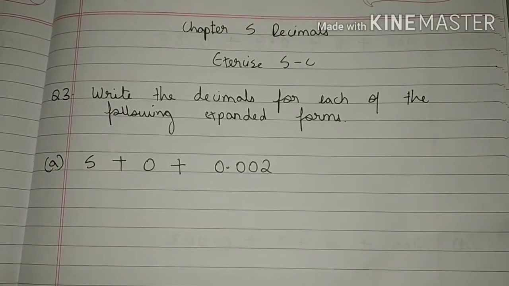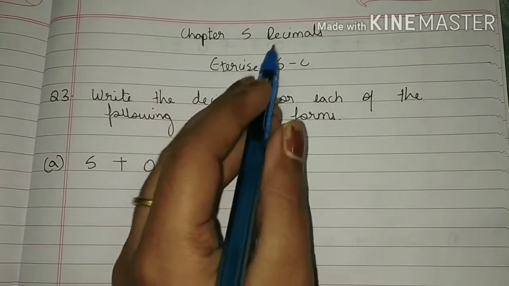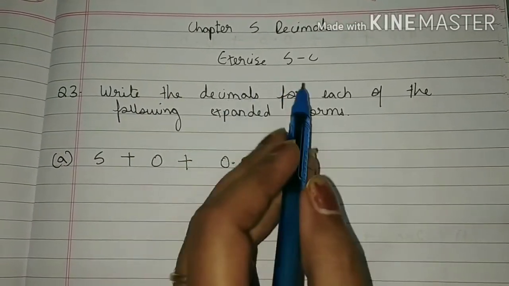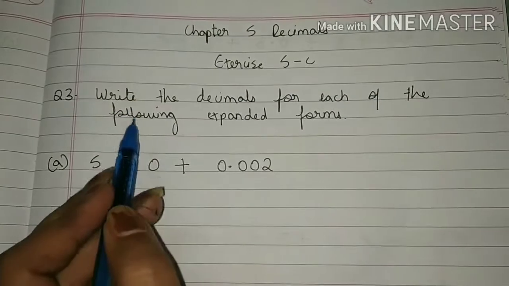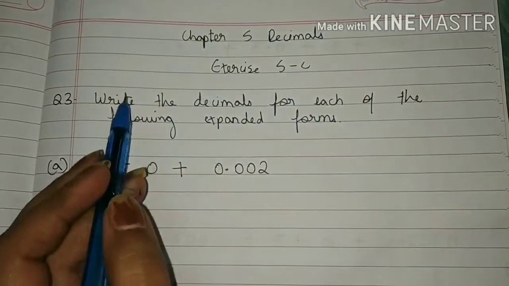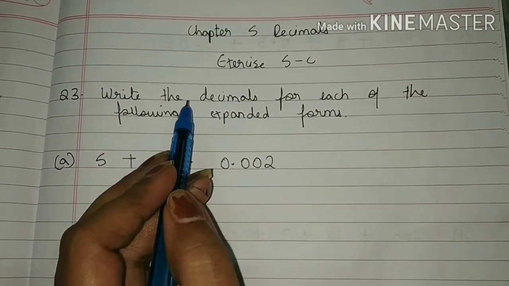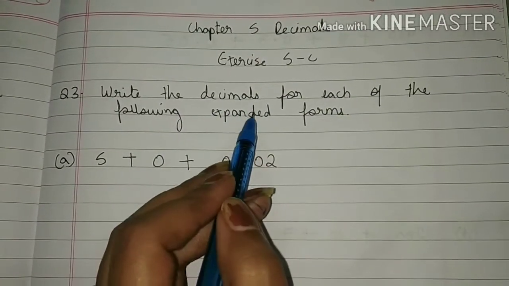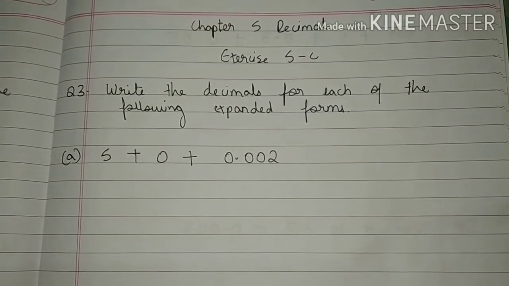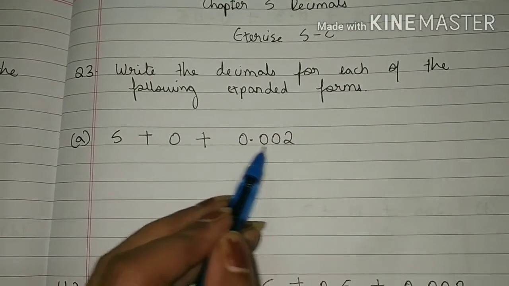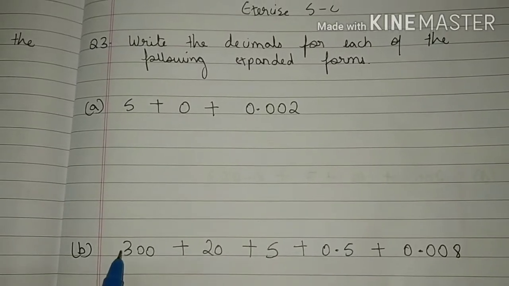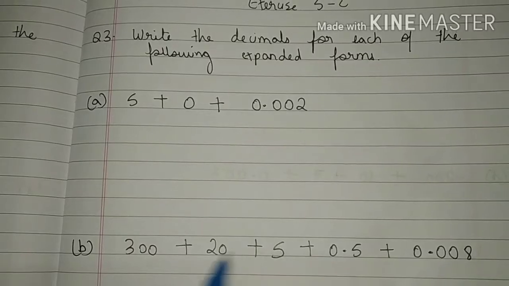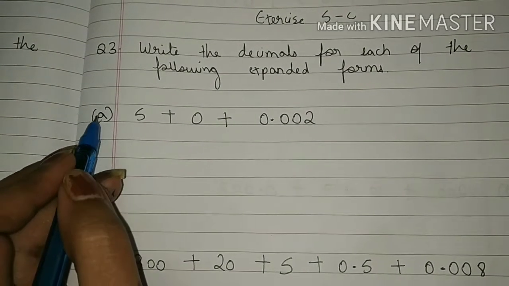Students, today we will study exercise 5C. Question 3: write the decimals for each of the following expanded forms. Students, today we are going to write the decimal form for each of the following expanded forms. You can see here numbers are written in the expanded form and we will write the short form of this expanded form. Now students, come to A part.